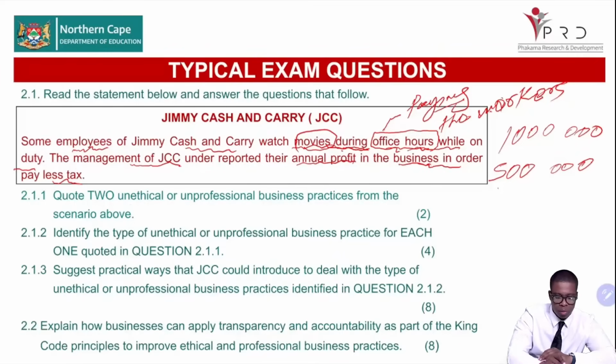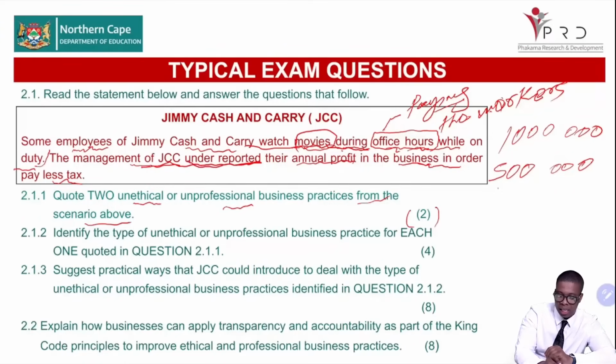Now, 2.1.1, quote 2 unethical or unprofessional business practices from the scenario above. For how many marks? For 2 marks. Then we're going to quote the 2 unethical practices. We see the first one being the employees watching movies, and the second one being the management of Jimmy Cash and Carry under reporting their annual profits in the business in order to pay less tax. We already have an idea what the challenge there is.